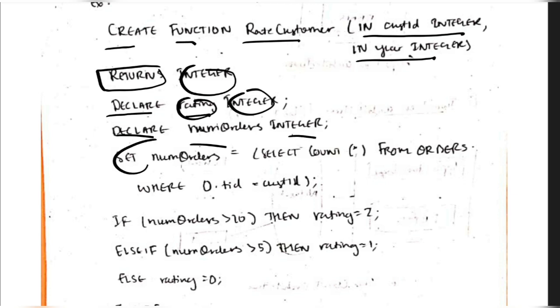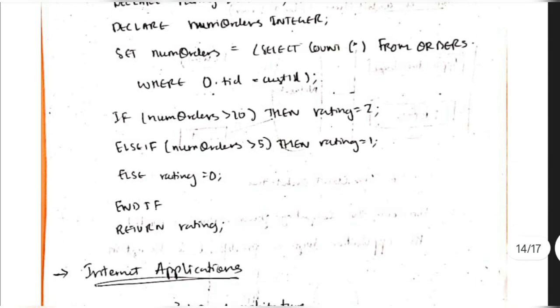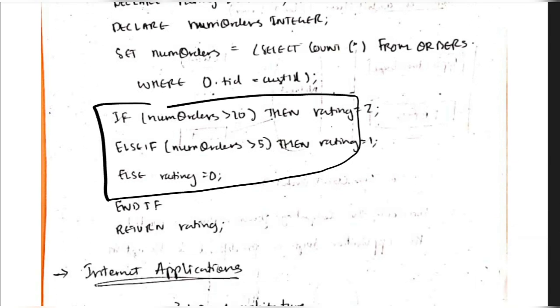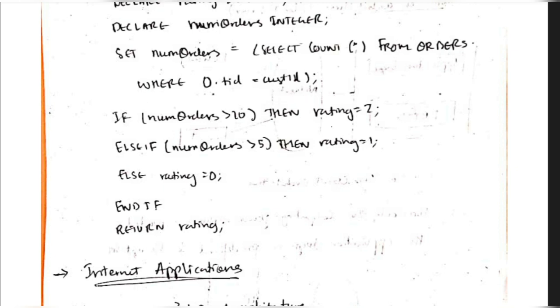And what is the operation you need to perform? Select count star from orders where the TID is equal to customer ID. And we have the if else statement. Based on that, we will get the final value for rating, which will be returned at the end. So till this point, if you understood what I have told, that should be sufficient for externals most probably, because that's what they have asked in the previous year questions.